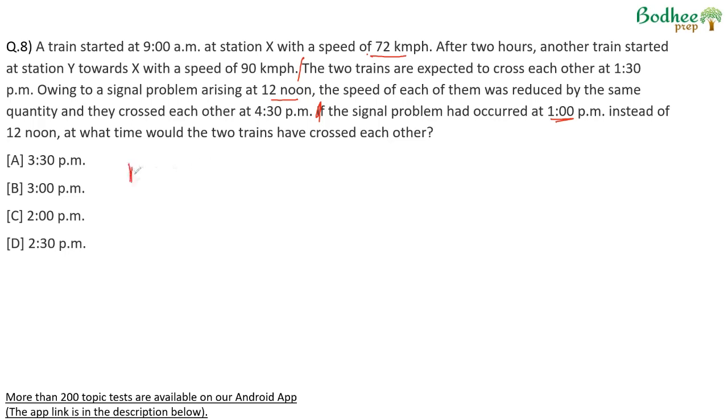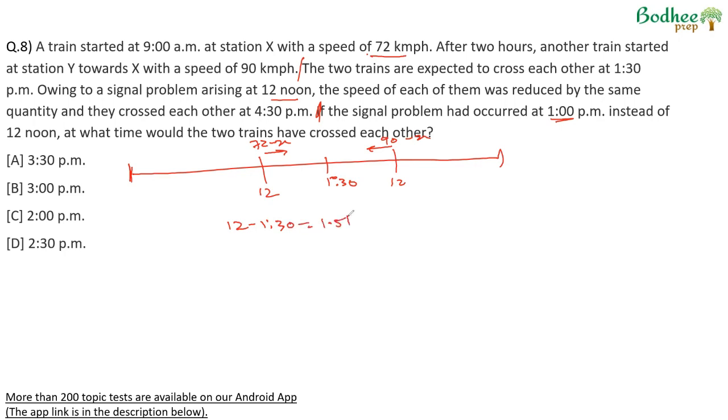Again, there are two trains at 12 o'clock. They're at such a distance that they will meet in the next... This is 72. This is 90. At this point, the speed reduces by the same amount, and they were supposed to meet at 1:30. Instead of that, they meet at 4:30. So from 12 to 1:30 is 1.5 hours. From 12 to 4:30 is 4.5 hours. So we can say that the time after the signal problem becomes 3 times.